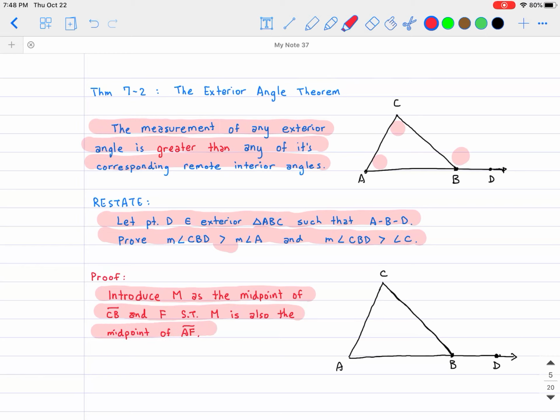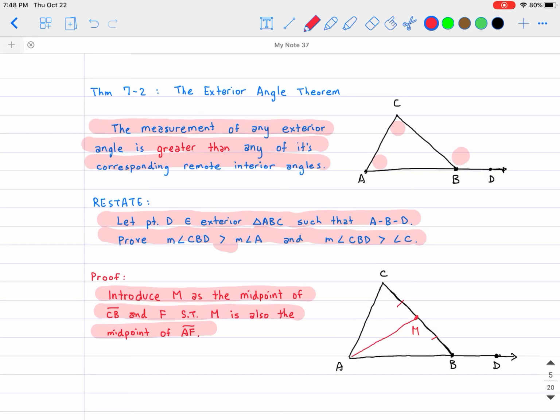What I need to do is introduce a point M as the midpoint of CB, and F such that M is also the midpoint of AF. So what I'm doing is basically using the midpoint theorem to introduce the midpoint of CB. And in addition to that, I'm going to use the point plot theorem to introduce another point, which we're going to call F, such that M is the midpoint of AF. So this is just in reference to the last section where we introduced a whole bunch of stuff. Well, it's not really a whole bunch of stuff. It's just like two things.